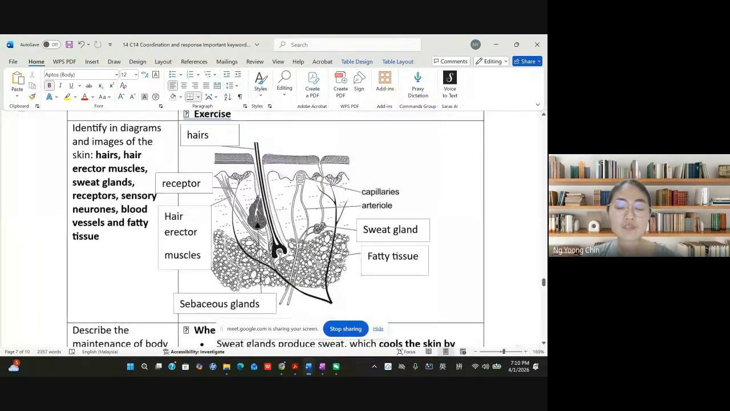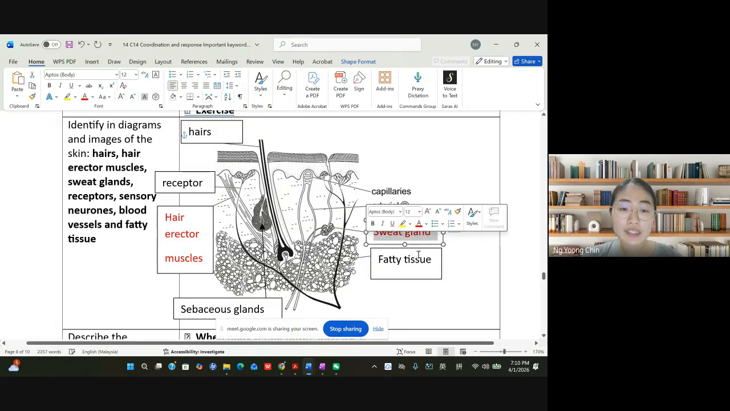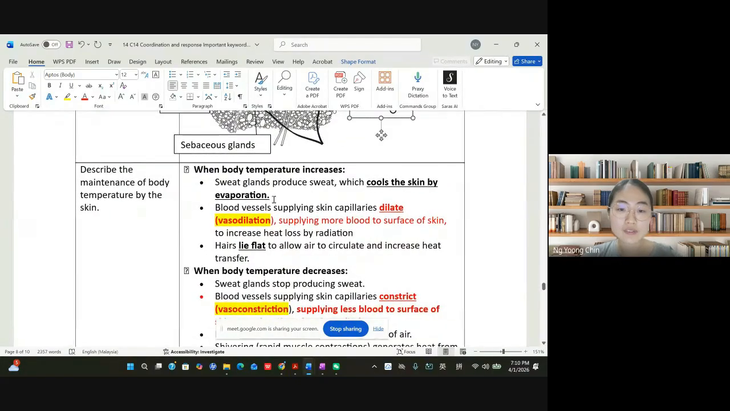You need to talk about the organs, and you need to talk about the hair erector muscle and the sweat glands. So this is the answer. You can have a read later.